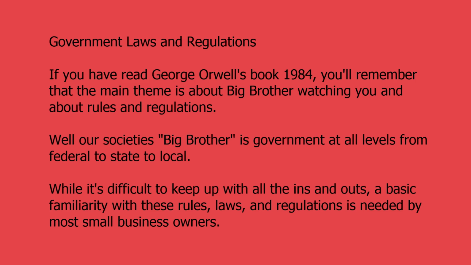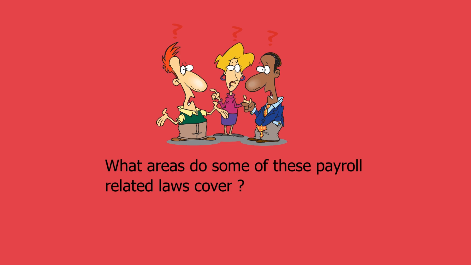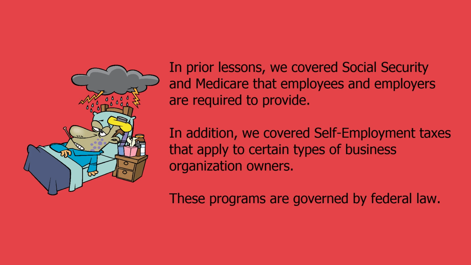While it's difficult to keep up with all the ins and outs, a basic familiarity with these rules, laws, and regulations is needed by most small business owners. What areas do some of these payroll-related laws cover? In prior lessons, we covered Social Security and Medicare that employees and employers are required to provide. In addition, we covered self-employment taxes that apply to certain types of business organization owners. These programs are governed by federal law.